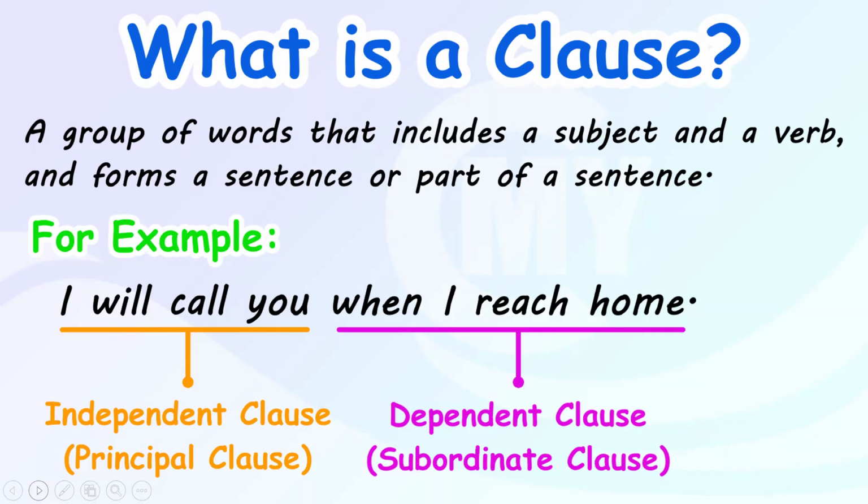What is a clause? A clause is a group of words that includes a subject and verb and forms a sentence. There are two types of clause: a dependent clause and an independent clause. A dependent clause is known as a subordinate clause, and an independent clause is known as a principal clause or main clause. For example: I will call you when I reach home. When I reach home depends on I will call you. So when I reach home is a dependent, subordinate clause. I will call you is an independent, principal, main clause.